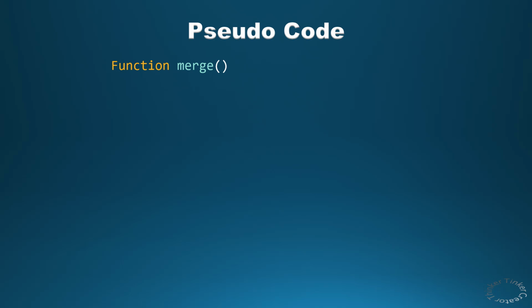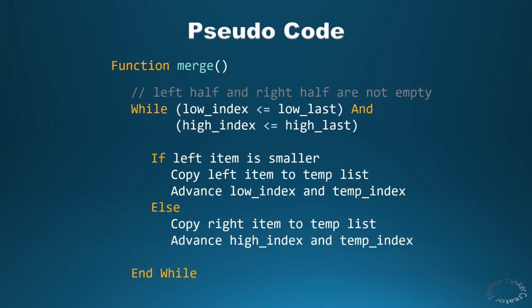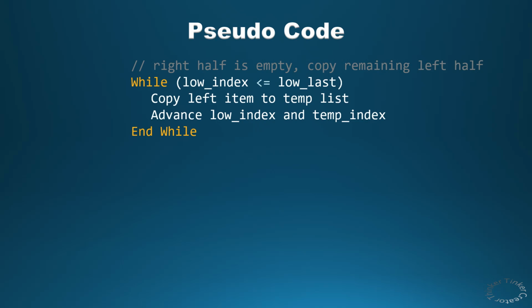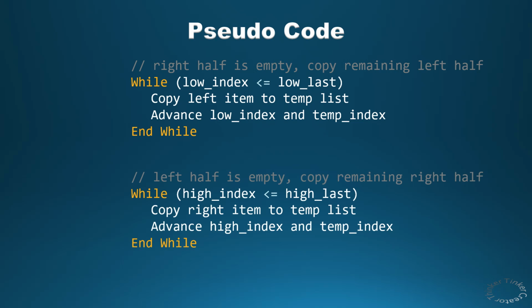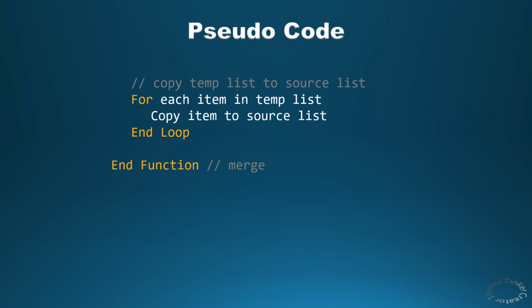Here's the pseudocode for the merge process. The while loop compares the items in the left half and the right half, copies the smaller item to the temp list, then advances the indices. The loop runs until all items in either half have been copied. This loop runs when all the items in the right half have been copied. And this loop runs when all the items in the left half have been copied. Finally, the sorted items in the temp list are copied back to the source list.